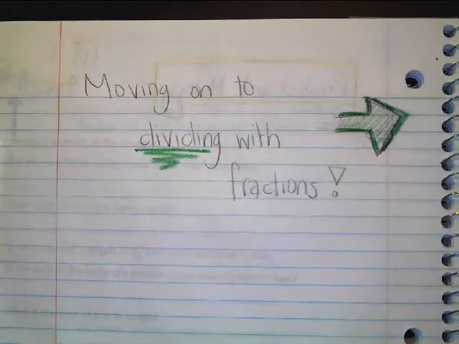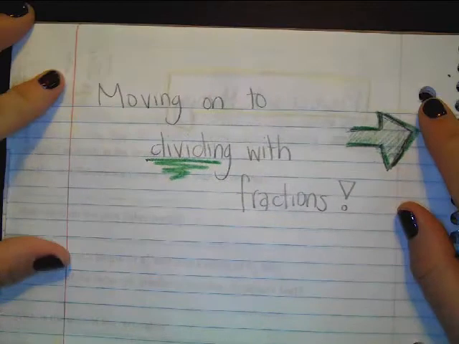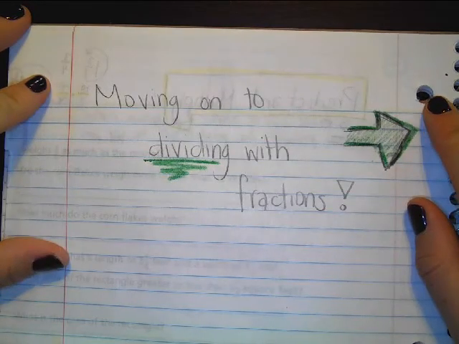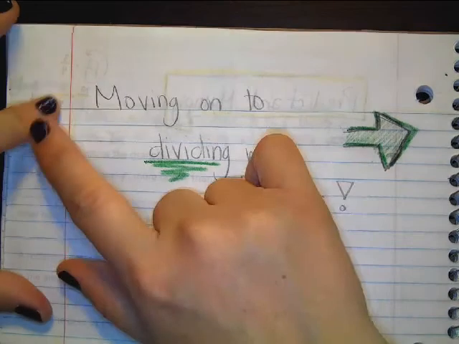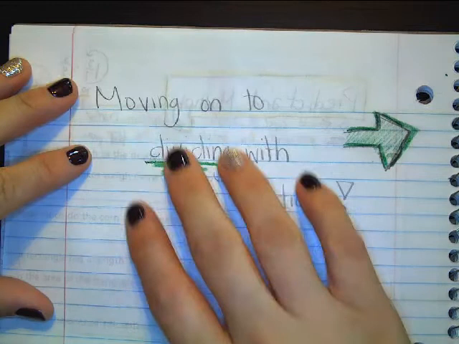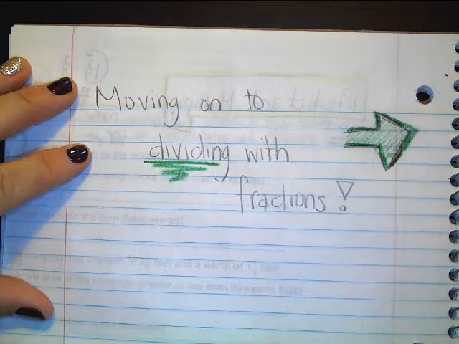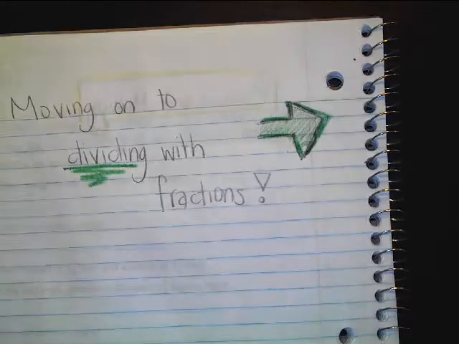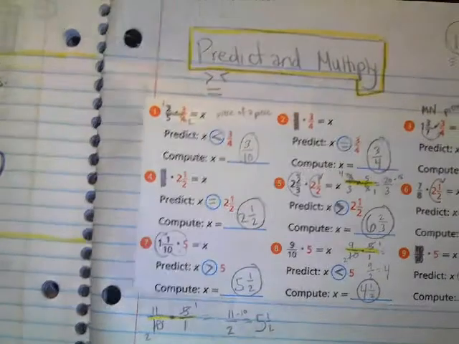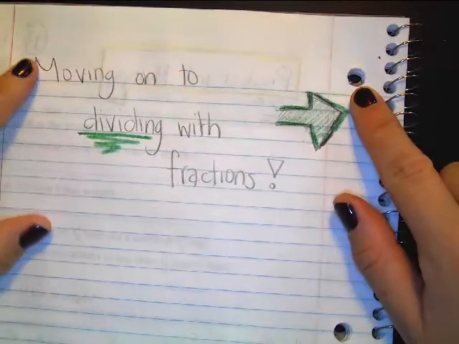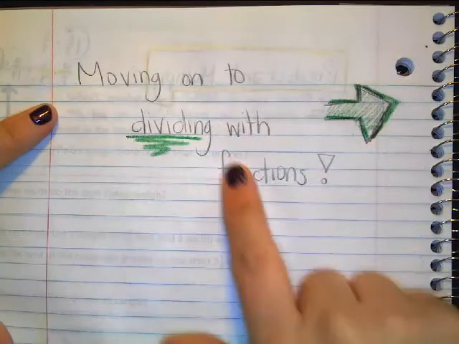For today's math lesson, I want you to go to the next free page and make sure the holes are on the right. If you have a page where the holes are on the left, then you're not going to write this. So one more time. If you turned to the next free page, so the last thing you did was predict and multiply, and you turn it over and the holes are on the right, you need to write this statement.